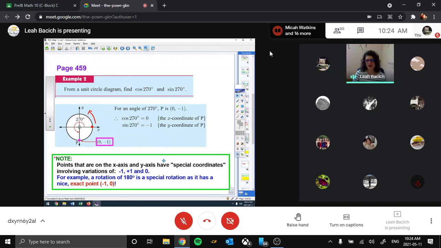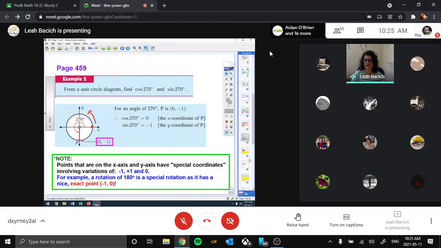So the ones that we looked at on the X and Y axis, they're very special. All they are is variations of -1, +1, and 0. That's it. So at 180, if I start here at the red dot and I rotate counterclockwise 180 degrees, don't I end up right here? So the coordinates of that point from the center are -1, 0. Any questions on example 2?